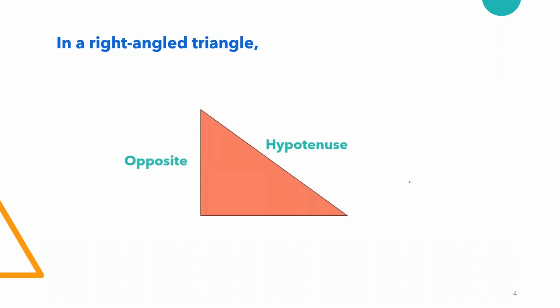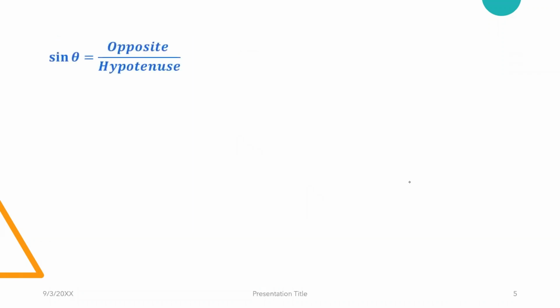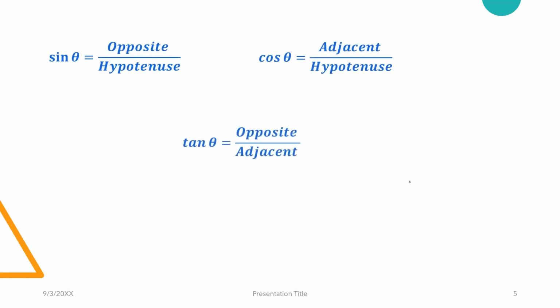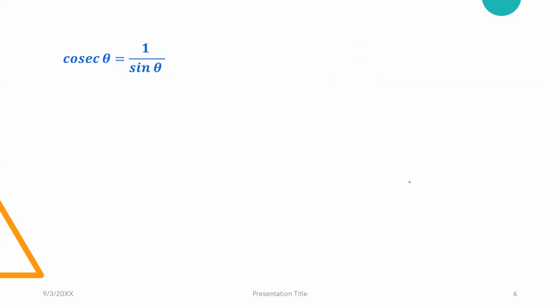So the ratio of opposite side to hypotenuse gives the value of sine theta. Similarly, the ratio of adjacent to hypotenuse gives the value of cos theta. And the ratio of opposite side to the adjacent side, or sine theta to cos theta, gives the value of tan theta. So the reciprocal of sine theta is cosecant theta, the reciprocal of cos theta is secant theta, and the reciprocal of tan theta is cot theta.